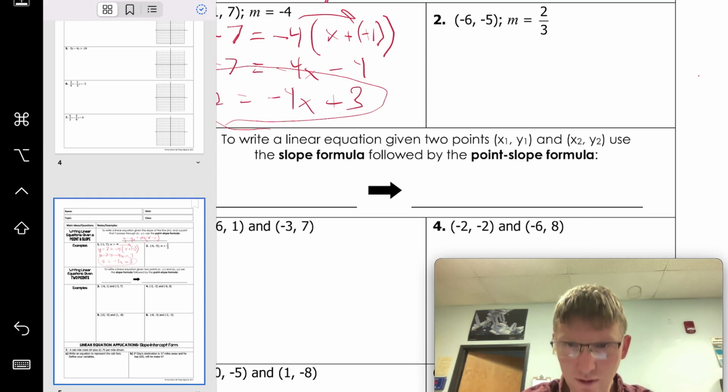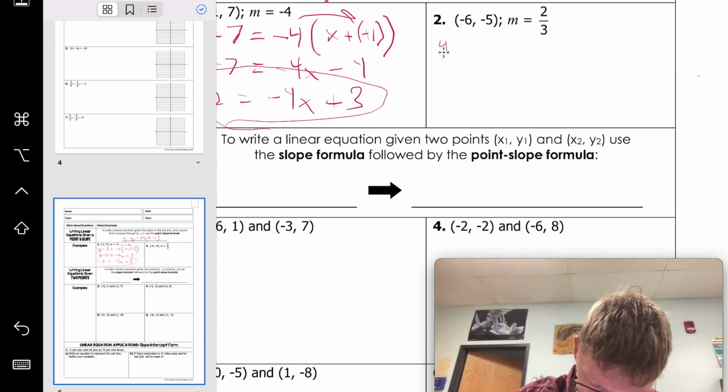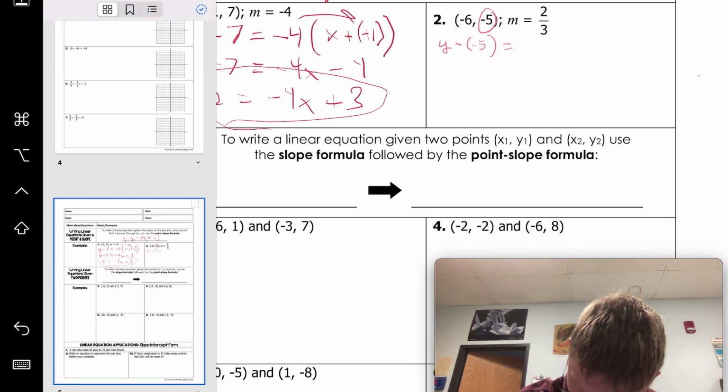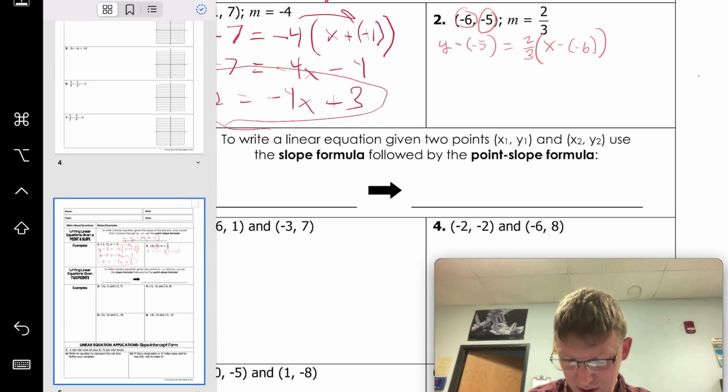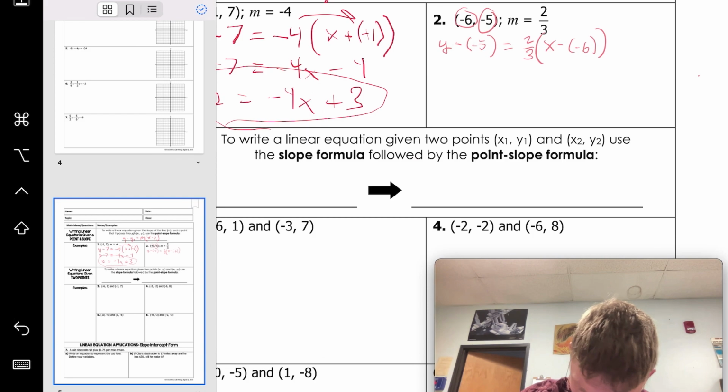Okay, so let's try our next example. It gives us -6, -5, and our slope is 2 over 3. So again, we're just going to plug it right in. So y minus y1, -5, equals our slope times x minus x1. And again, I put those parentheses in there because there's negative signs, and I want to make sure I don't mess those up. So then we've got y plus 5.